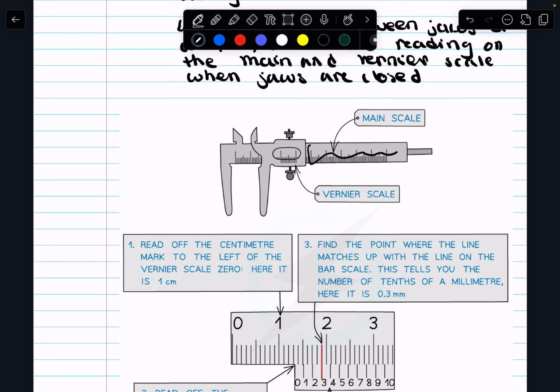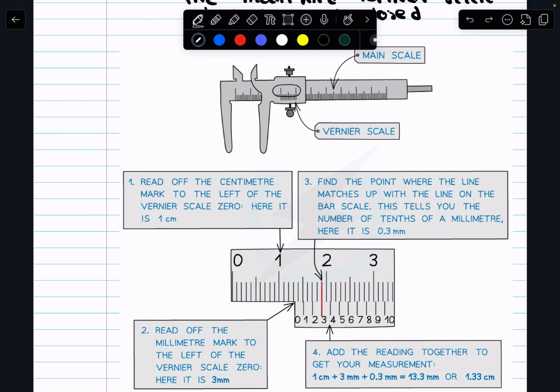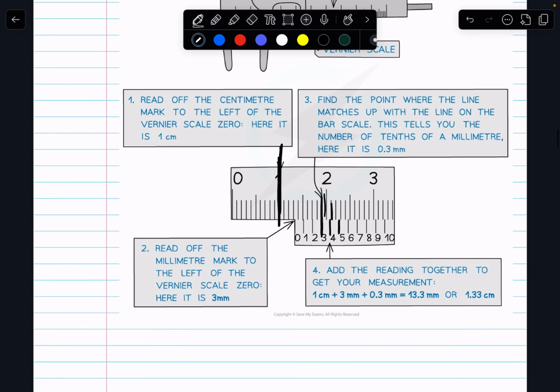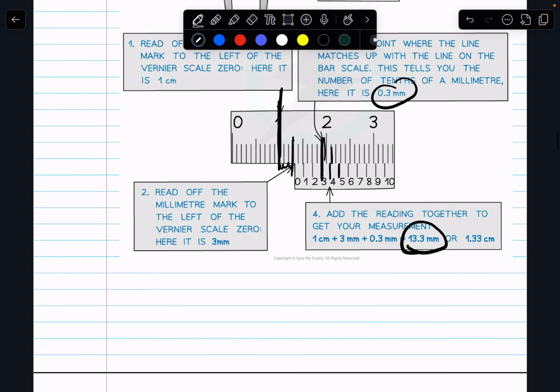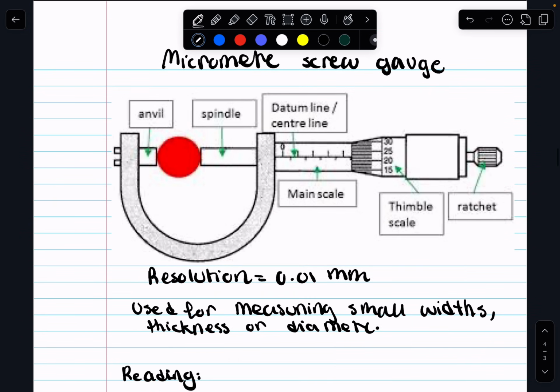So this is the main scale. It's the big one that looks like a ruler, and then you have a vernier scale, which is this, which allows for the higher resolution reading. So firstly, you read the centimeter mark to the left of the vernier caliper. So here it's 1, and then find the point where the line matches up. So if you see this doesn't match, this doesn't match, this doesn't match, the only line that matches up is here. So that is on the vernier scale, and this tells you the number of tenths of a millimeter, so that's 0.03 centimeters. And then read the millimeter mark on the left of the vernier scale. So we go 1, 2, 3. So that's 13 plus this 0.3, which gives you 13.3 millimeters and 1.33 centimeters. Make sure that you could convert from centimeters to millimeters to meters, from kg to grams, all of that.